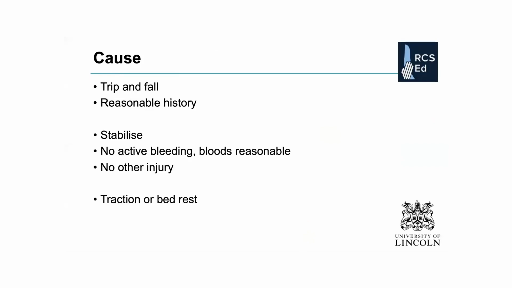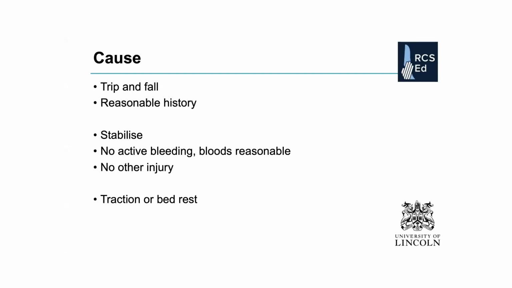I just tried to make this case relatively simple, relatively easy, because it's the first case. So this patient tripped and fell, completely well. Usually there's no other medical history, no skin compromise. So that's the cause. We talk about stabilization. The patient does not have any active bleeding. The Hb, the blood, all the markers are relatively reasonable. There's no other associated injury.